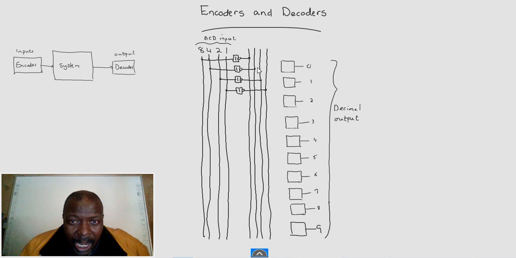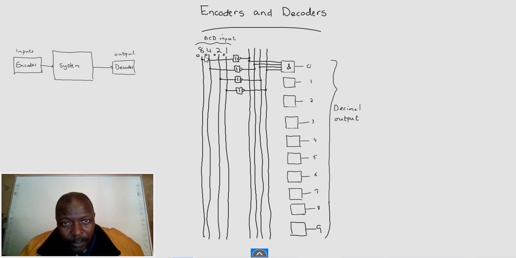Now, like this, I know that the 0 has no 8, has no 4, has no 2, and there's no 1. So I need all 4. I need a not 8, a not 4, a not 2, and a not 1. If I convert all these and I put them through an AND gate, if I've got the count 0, 0, 0, 0, now these will all be changed to 1, 1, 1, 1, and that AND gate will be driven on and my 0 will be on.